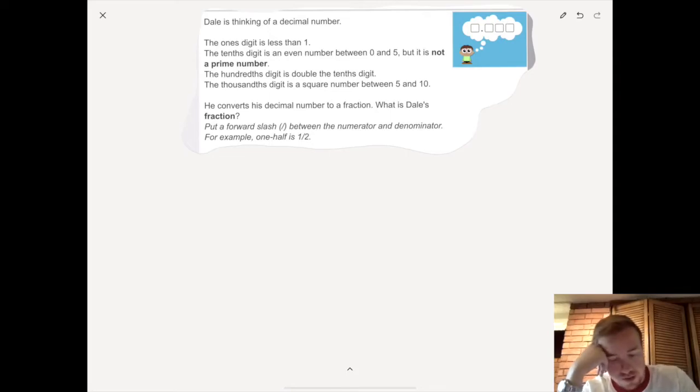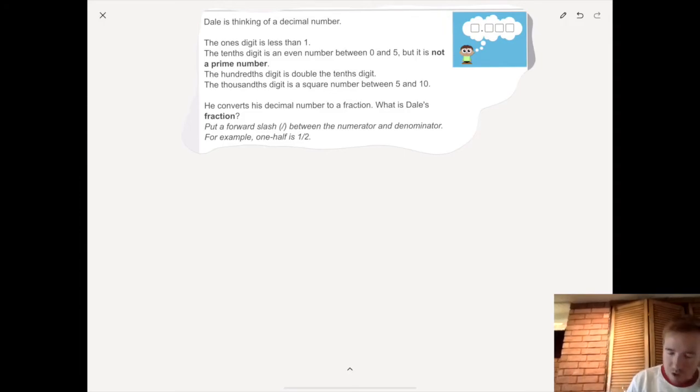Dale is thinking of a decimal number. The ones digit is less than 1. The tenths digit is an even number between 0 and 5, but it is not a prime number. The hundredths digit is double the tenths digit. The thousandths digit is a square number between 5 and 10. And then at the end, he converts his decimal number to a fraction. What is Dale's fraction? So there's loads of steps to do on that one.